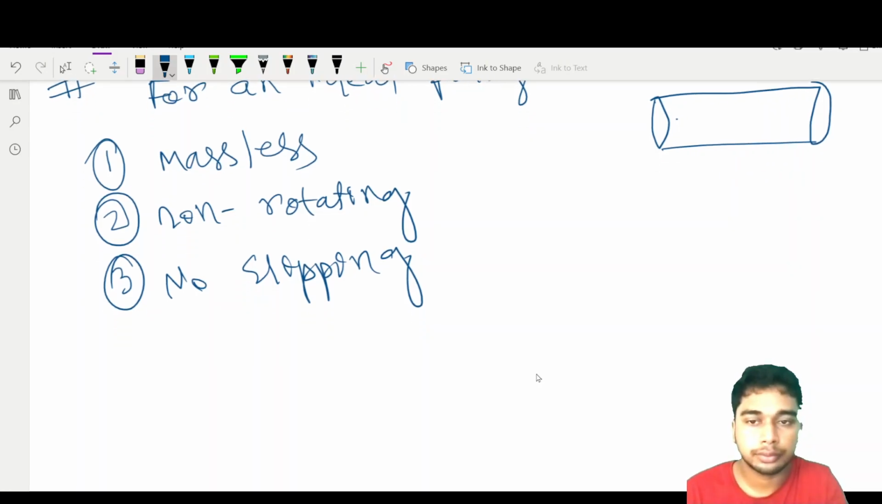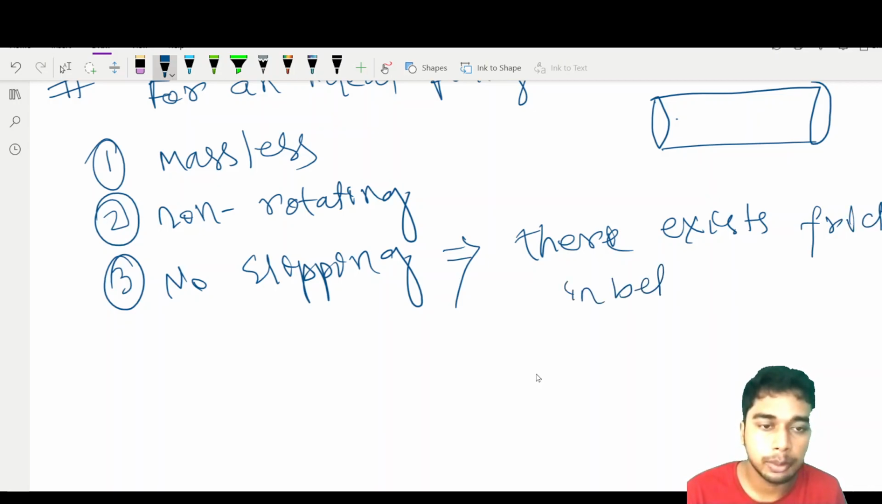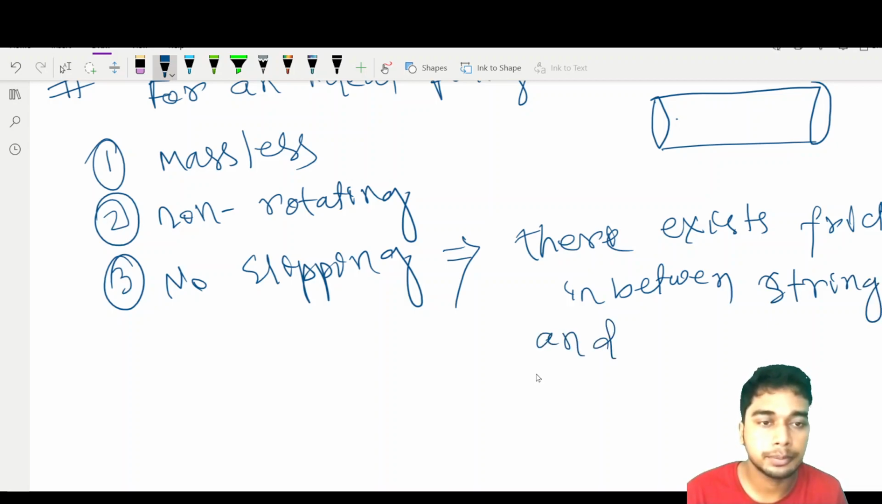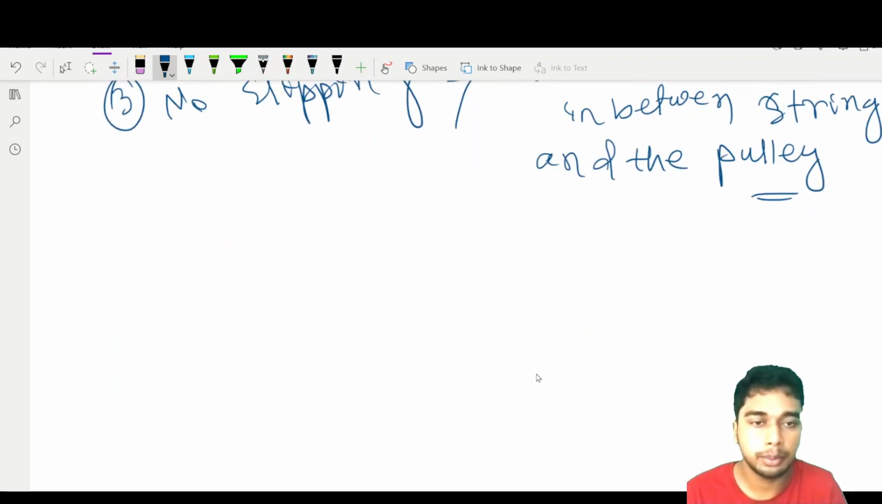For example, the no slipping case means that there exists friction between the string and the pulley. This must be satisfied, otherwise there will be slipping. So there must be friction.